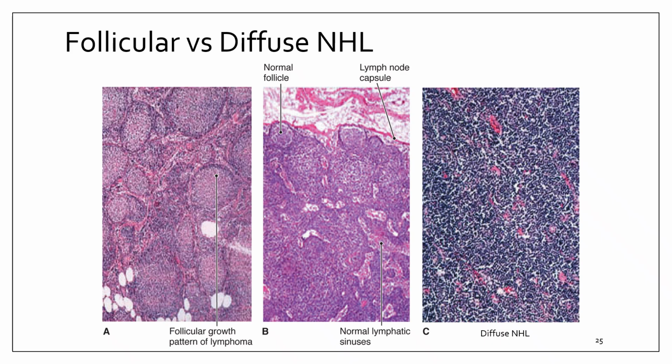This slide is where your eyes finally get to do some of the work, because this distinction is entirely architectural. Not cell shape, not nuclei, not mitotic figures. Architecture, architecture, architecture. So on this slide, you're seeing 3 different lymph node patterns. A is follicular non-Hodgkin's lymphoma, B is normal lymph node for comparison, and C is diffuse NHL. Same tissue type, very different organization.